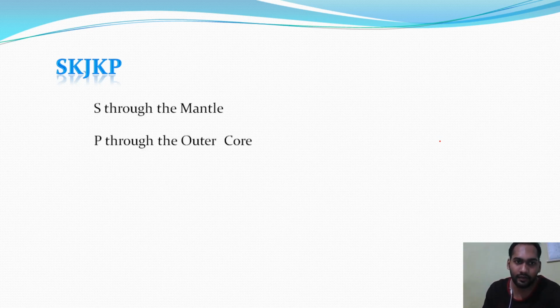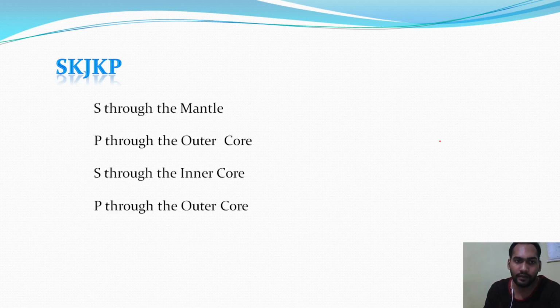I have told you I have taken one example, so all of you can analyze yourself what is SKJKP. So S through mantle, then as S cannot travel through the outer core, it will be converted to P, so P through outer core. Then as it is named J, it is converted back to S in the inner core, so it is S through inner core, so that is J. Then K means again P in the outer core and P in the mantle.